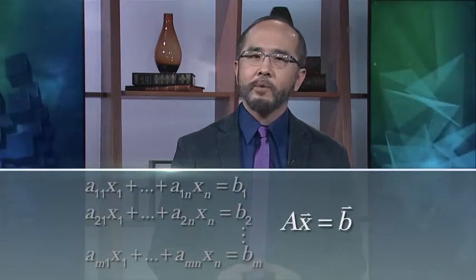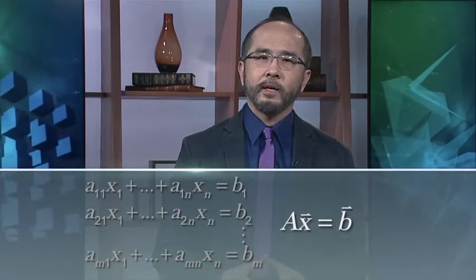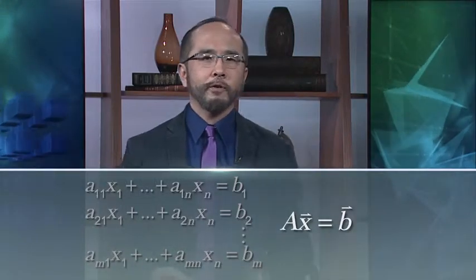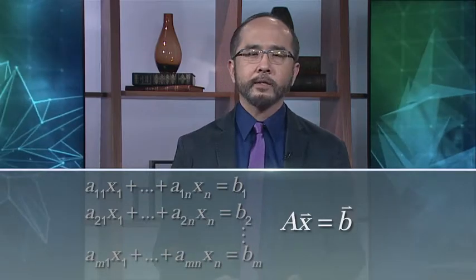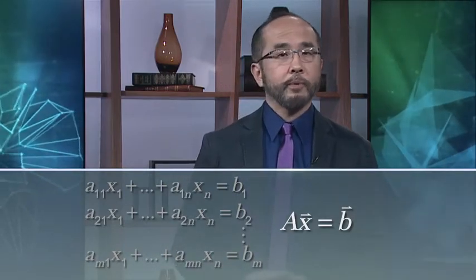Here, x and b are column vectors. And it can be helpful to have this point of view. The matrix A is acting on the vector x to produce the vector b.